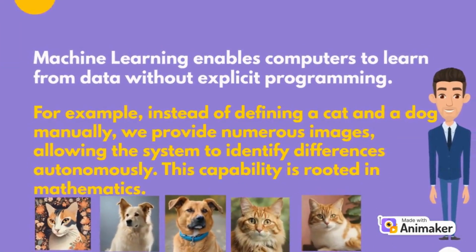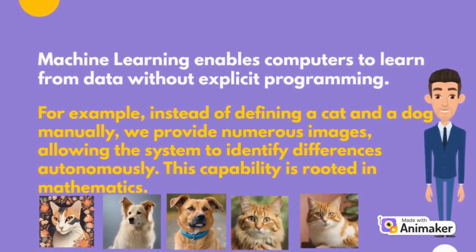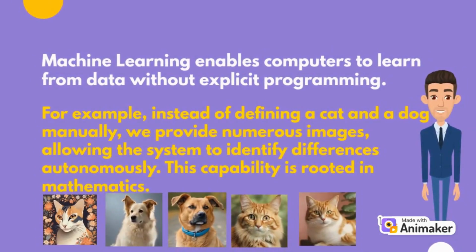Machine learning enables computers to learn from data without explicit programming. For example, instead of defining a cat and a dog manually, we provide numerous images, allowing the system to identify differences autonomously. This capability is rooted in mathematics.